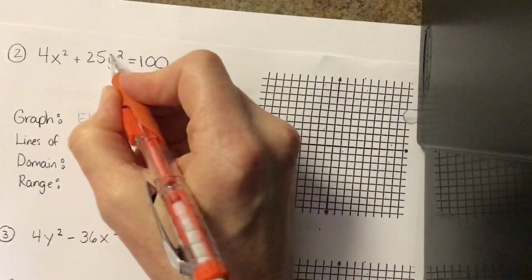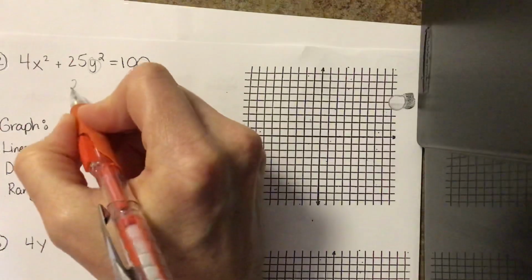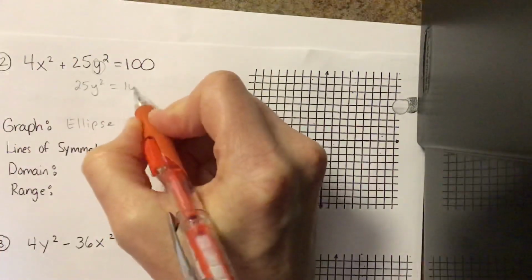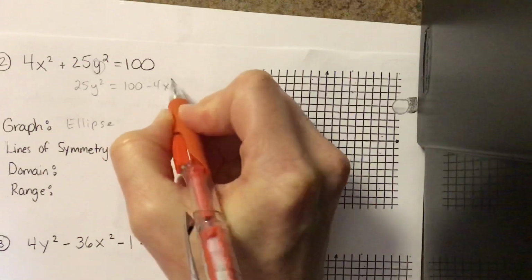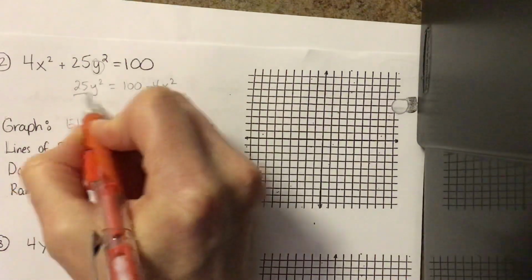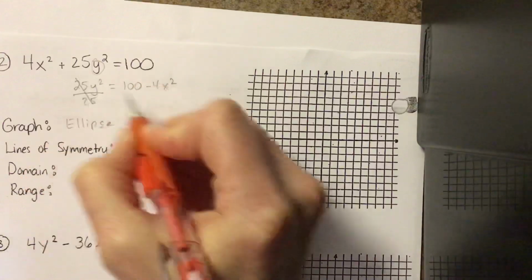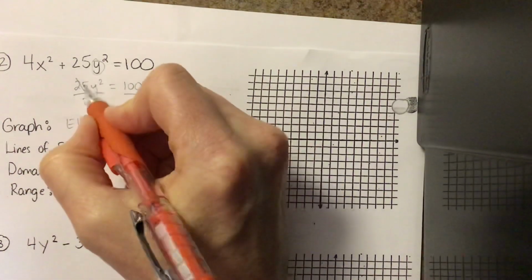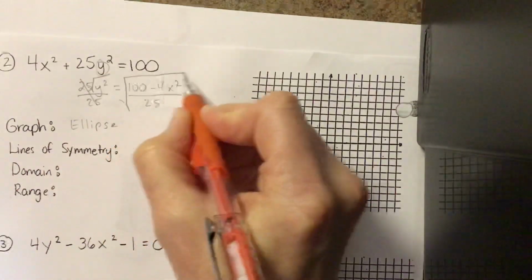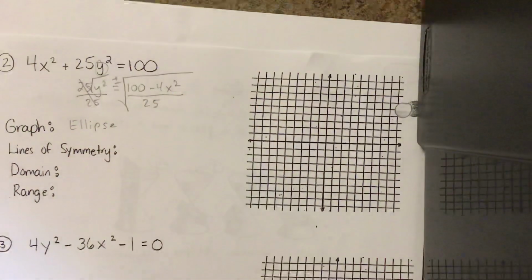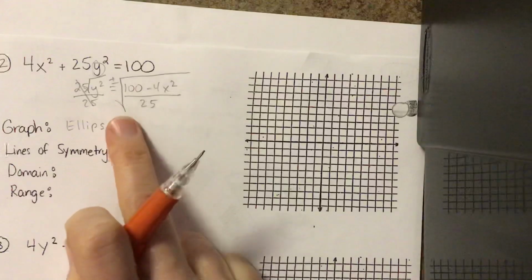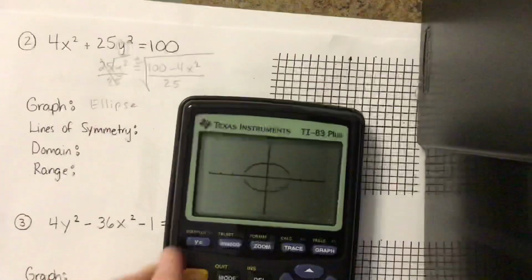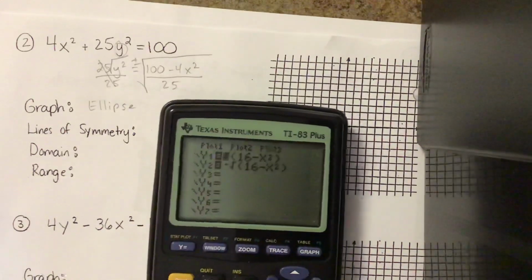All right. How are we going to graph it? Well, we're going to solve this thing for y. All right, so the first step is subtract 4x squared. Second step, divide by 25. Third and final step, opposite of squaring, use square root, and positive, negative. Okay? So this is going to graph as an ellipse. All right, so I got to put it in the calculator and put in the positive and the negative. I have to put them in separately.